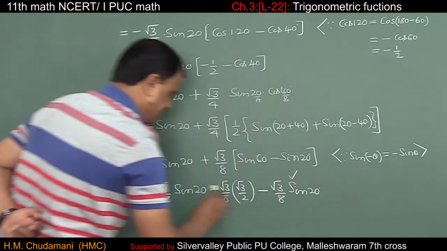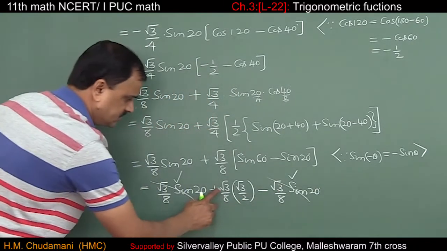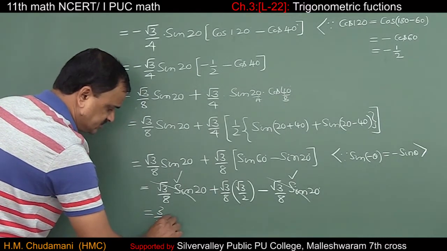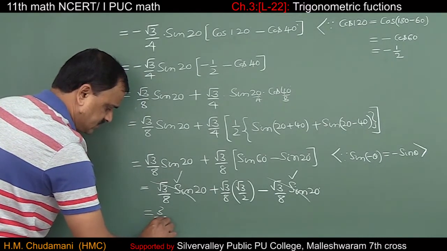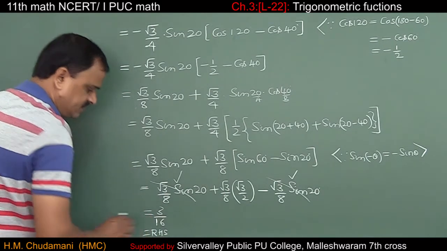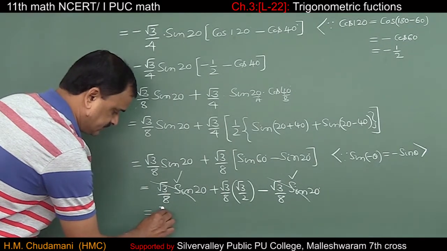See, this is negative, this is positive. Both get cancelled. Root 3 into root 3 means 3. 8 into 2 is 16. So 3 divided by 16. This is what we want on the RHS. So 3 divided by 16 is the answer.